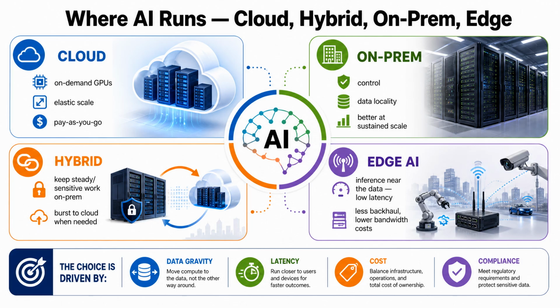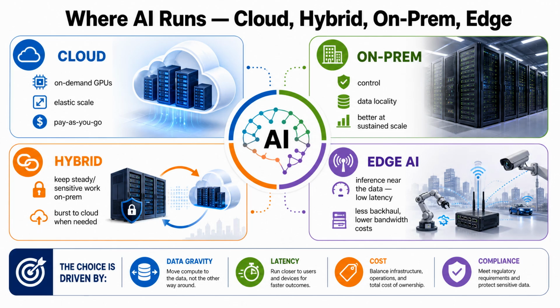Bottom right, edge AI. Push inference out to where the data is actually born, a factory floor, a store, a remote site, for low latency and less backhaul, which also means lower bandwidth costs. Now here's the part that turns this from trivia into a real skill. The bottom band: the choice is driven by 4 factors.